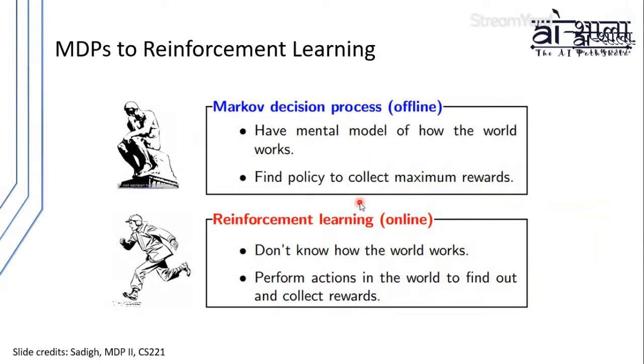Now this is an MDP, right? So you actually have a model. You have the states, you have the transition probabilities, you know the reward. So these things you know, and you can train and come up with a policy which maximizes the reward. But in reinforcement learning, we don't know how the world works. We don't know this MDP. We don't know the probability of going to the next state. We don't know anything. We just perform actions in the world to find out which is best, we collect the rewards, and based on that we come up with the right strategy. So this is what reinforcement learning is.